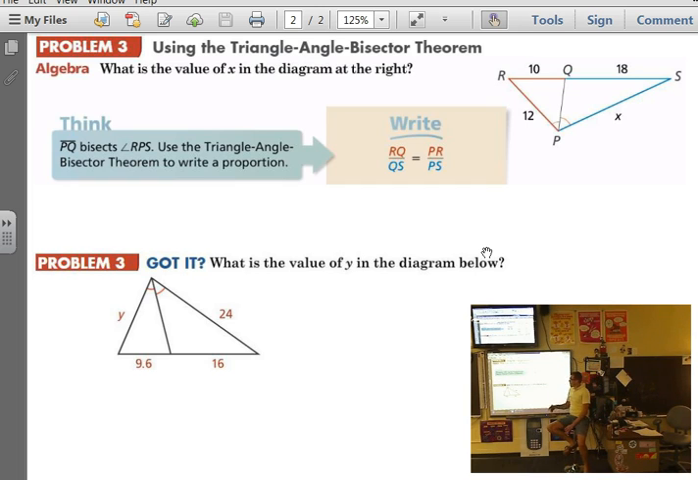All right. Which proportion, there's 4 to choose from, which proportion did somebody set up? And walk me through the solution. Michelle? I did 24 over 16 equals y over 9.6. And then that becomes 230.4 equal to 16y.